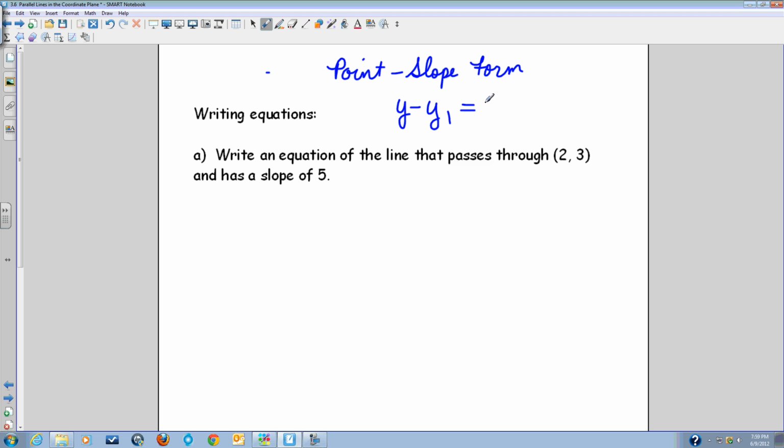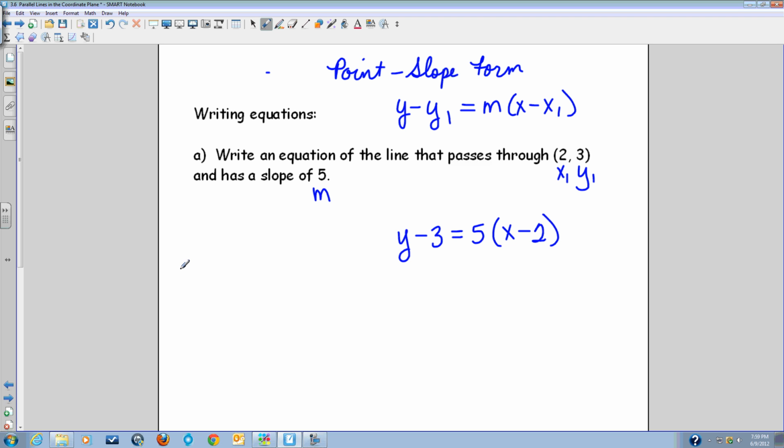And it looks like this. y minus y1 equals m times x minus x1. x1 and y1 come from your point, and m is your slope. So let's label these points. We have x1, y1 for (2, 3), and m is 5 because m is our slope. So let's plug our numbers into that formula. We have y minus y1, which is 3, equals 5 times x minus x1, which is 2.